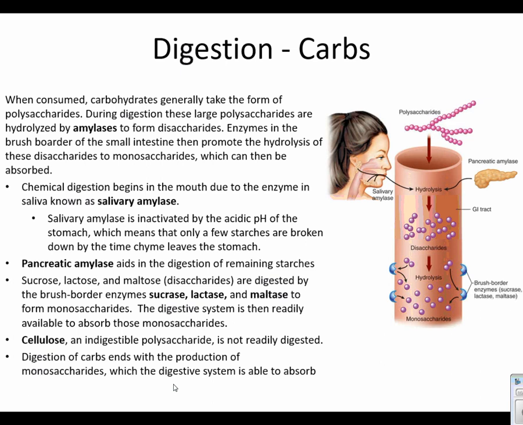Okay. Both of those amylases help take our carbohydrates, which are principally going to be in polysaccharide form, and break them down into disaccharides, which is where you have two monos bonded together. We can absorb disaccharides, but we prefer to absorb monos. And that's where three brush border enzymes come into play.